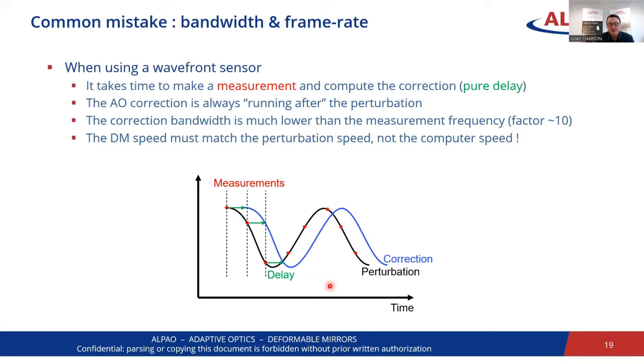The actual frequency at which the DM must go is the perturbation frequency. In this case, this is the blue curve. And again, it can be 10 times slower than the measurement or sampling frequency. So keep in mind that these two frequencies must be specified and taken into account separately.